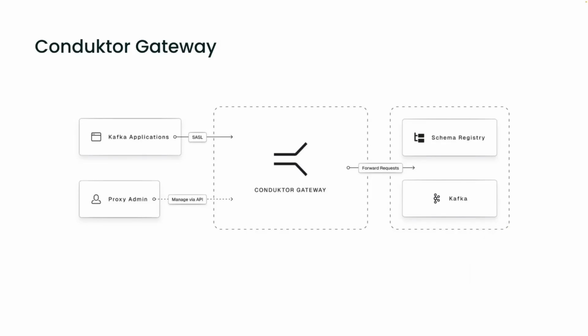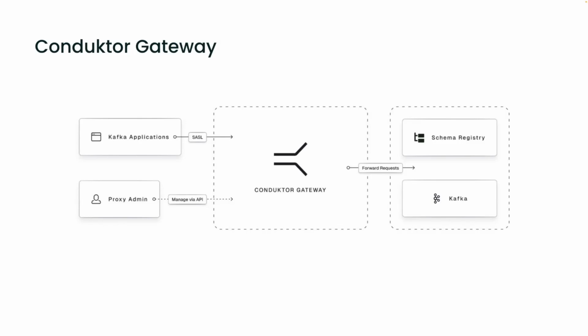Conduktor Gateway is a Kafka protocol-aware proxy. It sits between your Kafka clients and your Kafka brokers. It's able to intercept requests from clients or responses from brokers and modify them in various ways.